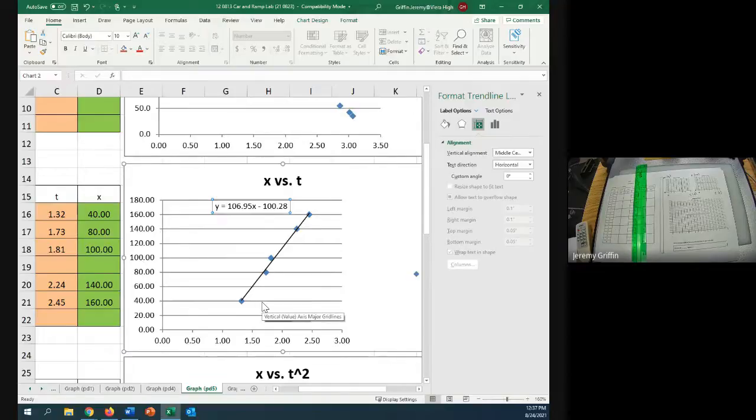Which might make you say, huh, maybe it's not so much a linear relationship. Because there should be a point here at the origin, shouldn't there? Like 0, 0. The car started at position 0 at time 0. So if you went back to the lab and got more data, or put a point right here, either way, this might not be a straight line.